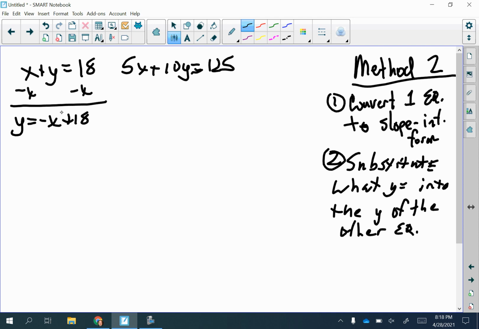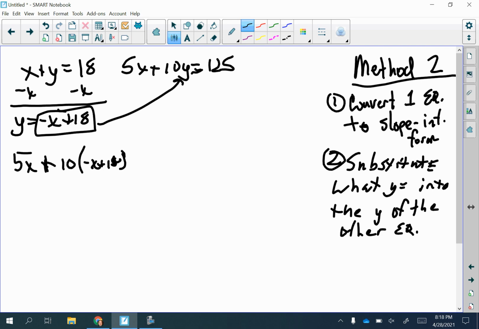So I'm going to take this negative x plus 18 and I'm going to replace it with the y there. Okay? So watch what happens when I do that. I have 5x plus, because it's 10 times y, so we're going to keep the 10 times, but we replaced y with negative x plus 18. There's the substitution for y equals 125. So that's why I took that little part and substituted it in. So now when I distribute, you can see we just substituted out the y.